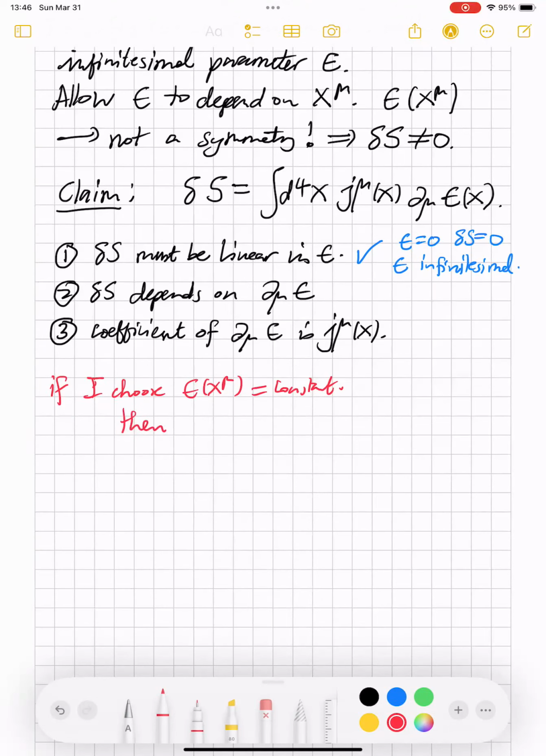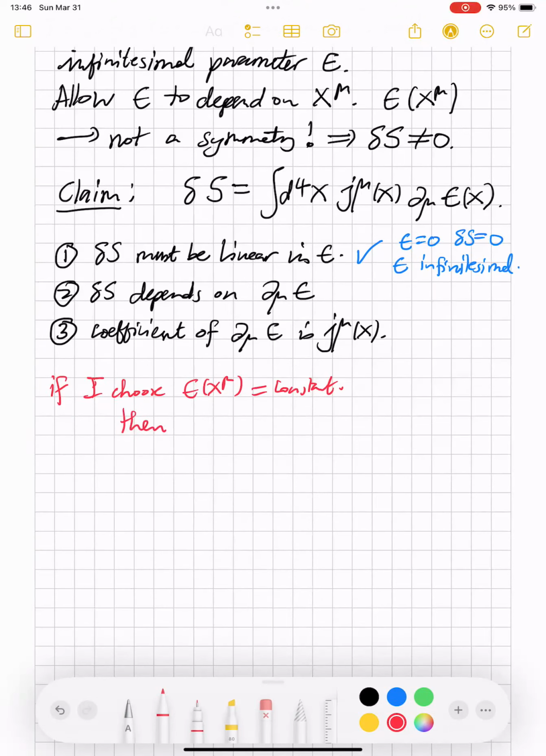Now let's manipulate that form for delta S a little bit, okay? So I'm going to take delta S and I'm going to write it as follows. This is equal to an integral d4x of d mu of j mu of x times epsilon of x, and I'm going to subtract d mu j mu times epsilon. So let's see why these two are equal.